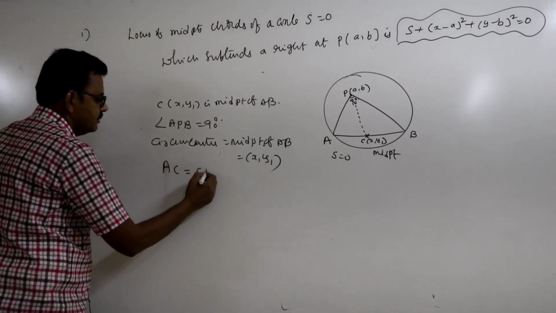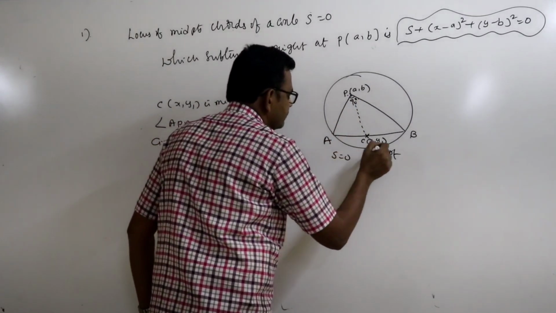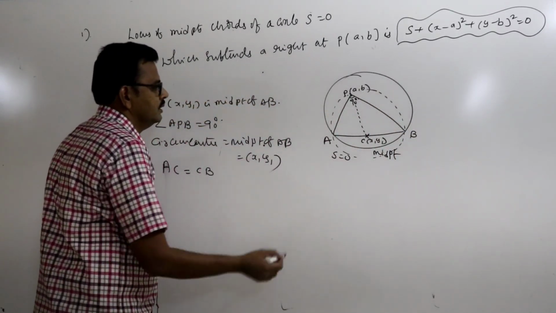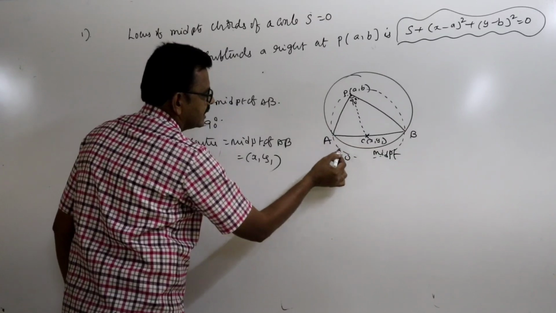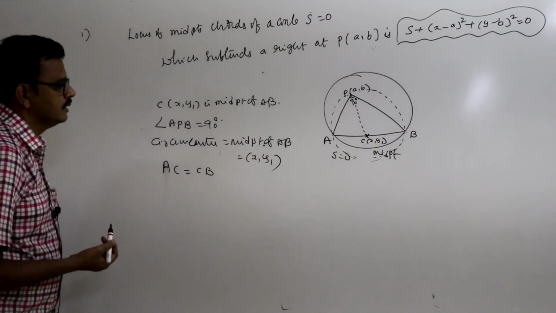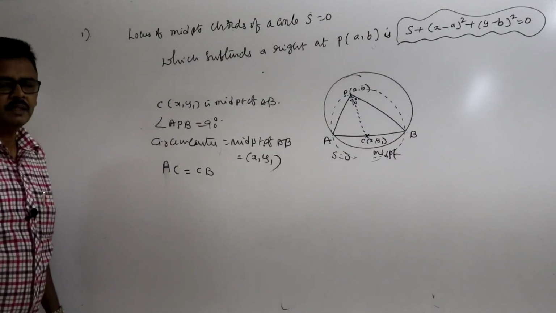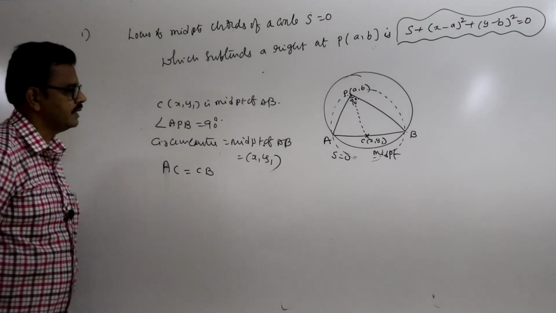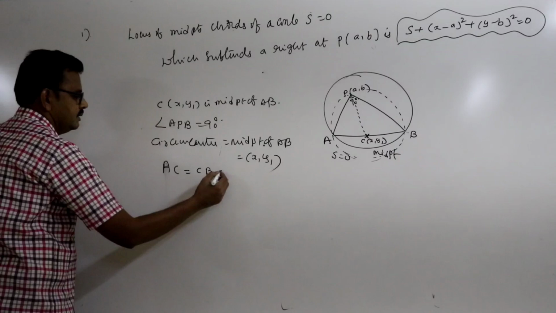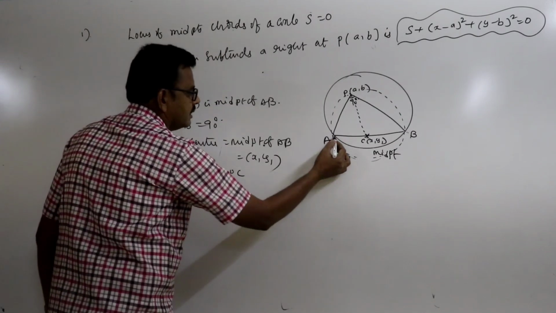Therefore AC is equal to CB. So what is this? It is a circumcircle. This is the radius of the circle, and this is also a radius of the circle, and this too. That means the circumcenter is equidistant from the three vertices of the triangle. That is, AC is equal to CB, also equal to PC. Therefore, PC is equal to, what is the length of the chord?